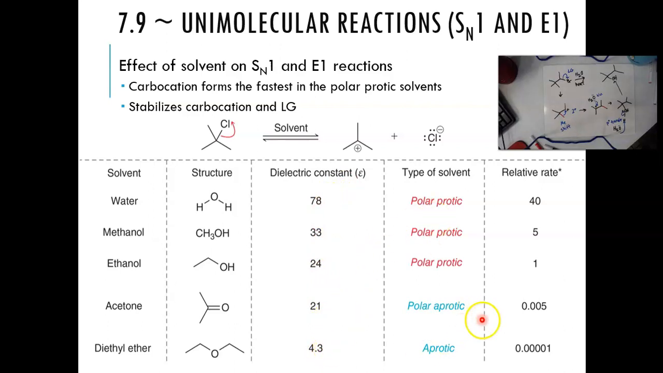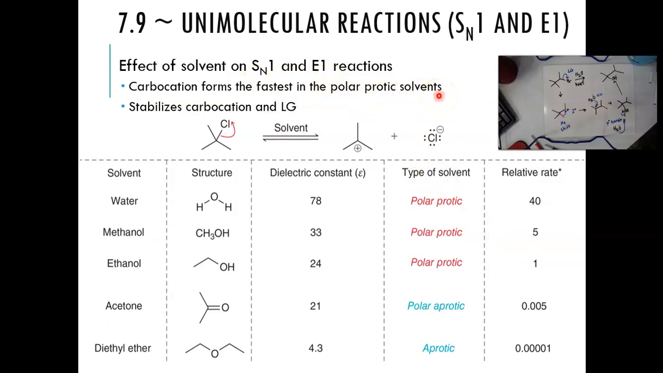And then the relative rate over here is telling us how fast they're reacting. Ethanol is set at 1, and then the others are compared to it. So methanol is 5 times faster than ethanol, and water is 40 times faster. And when we're using those polar aprotic solvents, it's much, much slower. So what this tells us is that with SN1 and E1 reactions, we need to use a polar protic solvent.